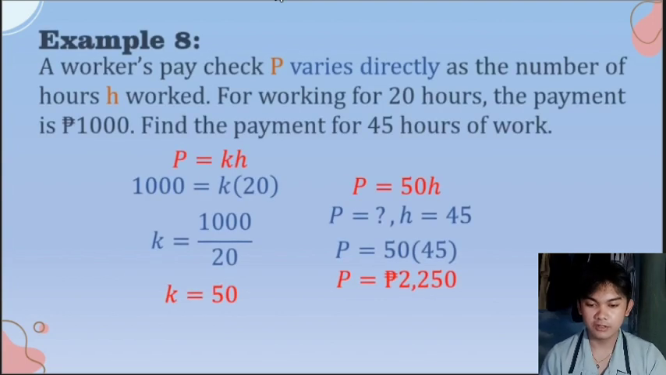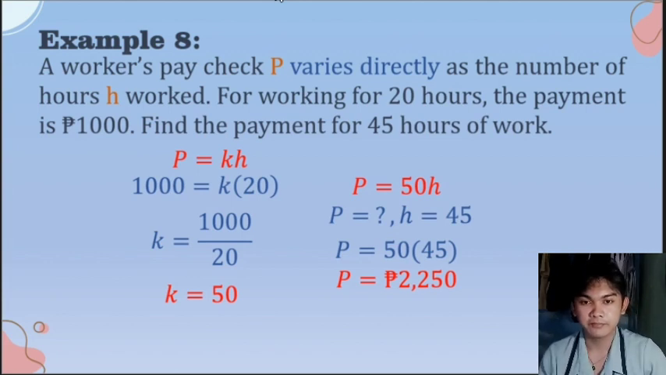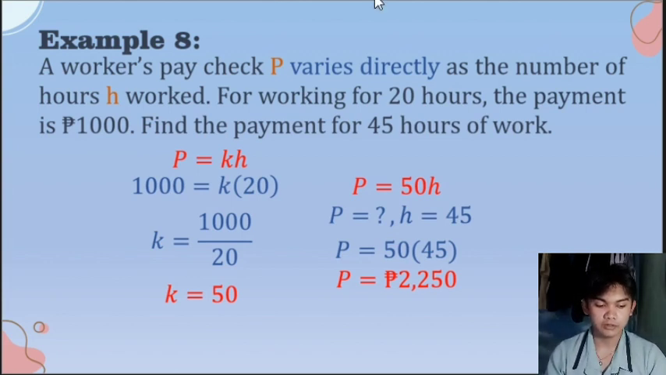Okay, so do you have any questions and clarifications about direct variation? So do you already understand how to get the value of k, or the constant of variation, from the given situation? Okay, so since you already know that and you can already get the equation, we will have an activity.